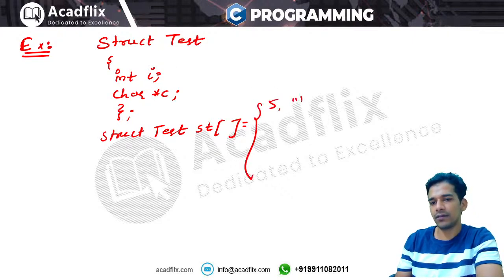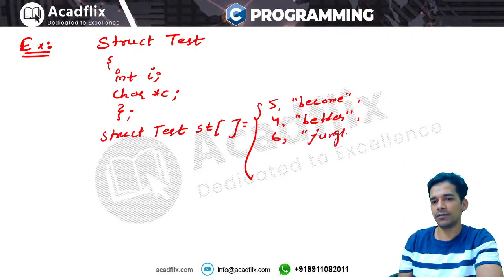5 become, 4 better. Then we have, let us say, 6 jungle. Then 8 ancestor. And 7 brother.